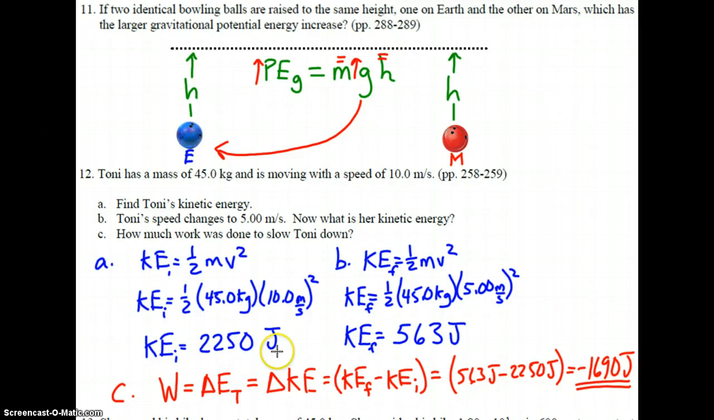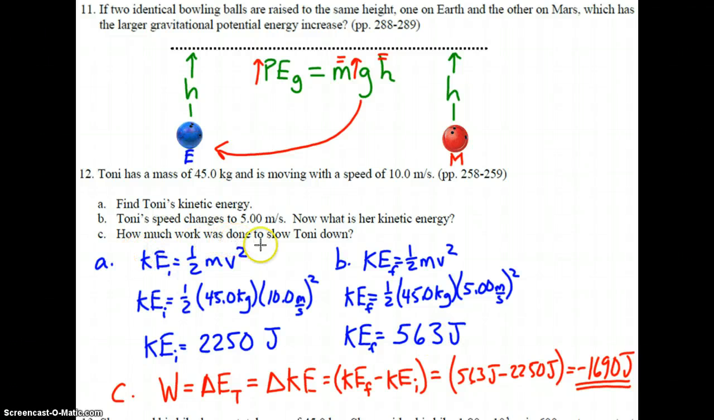In B, her speed now changes to 5 meters per second. What's her new kinetic energy? We'll call that her final kinetic energy, which would be equal to, again, 1/2 mv squared: 1/2 times 45 kilograms, times her new speed of 5 meters per second, remembering to square it. When we multiply those three numbers, 0.5, 45, and 5 squared, to 3 digits, we get 563 joules.